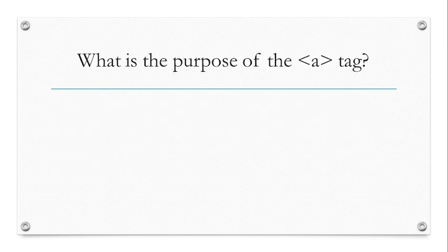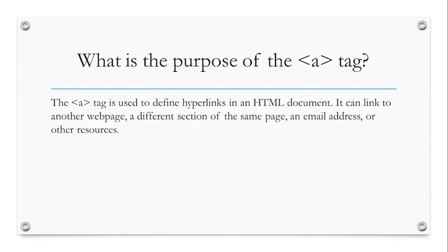Question 7. What is the purpose of the a tag in HTML? The a tag is used to create hyperlinks, which allow users to navigate from one page to another. The href attribute specifies the URL of the page the link will navigate to. It can also link to other types of resources, like email addresses or different sections of the same page. Example, a href equals https://www.example.com click here /a.